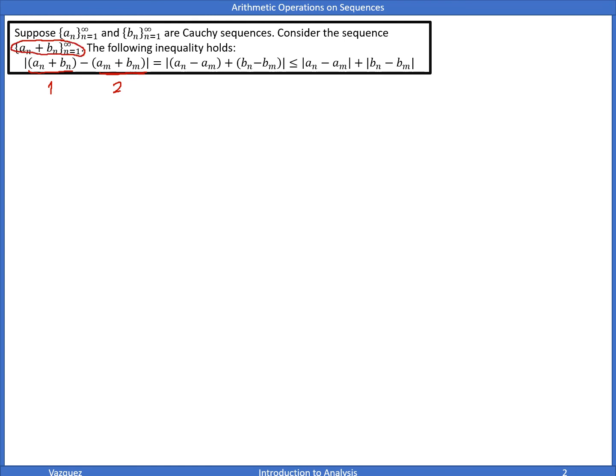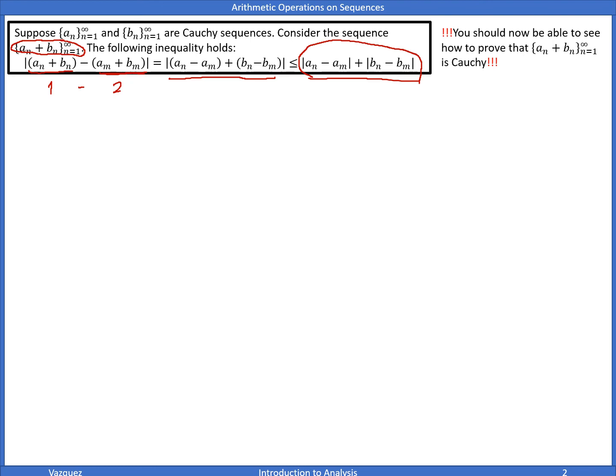But if I subtract the first term minus the second term to see if this sequence is Cauchy, we see that it's equal to this over here. And by the triangle inequality, that's less than |a_n - a_m| + |b_n - b_m|. And from here, from last lesson, you should already be seeing something. You should now be able to see how to prove that the sequence a_n + b_n is Cauchy. We're going to prove this, but I'm not going to do it for Cauchy. You can do that as an exercise.